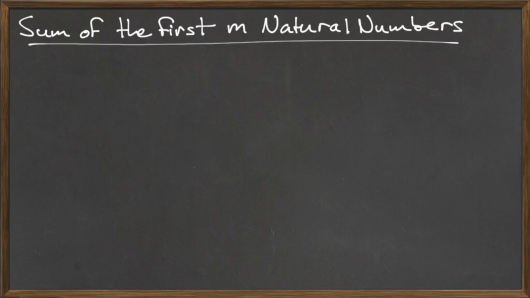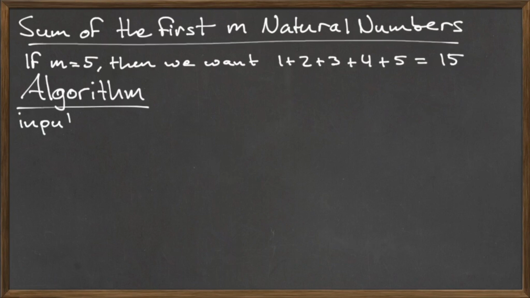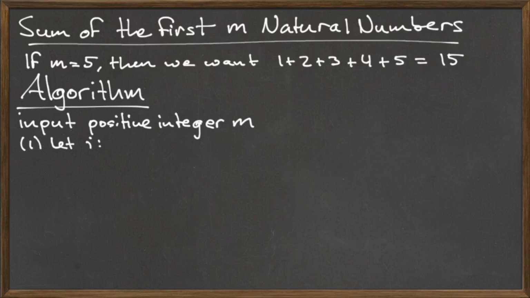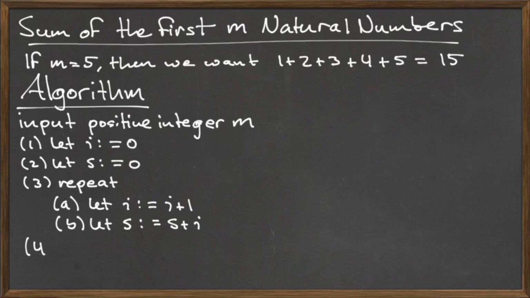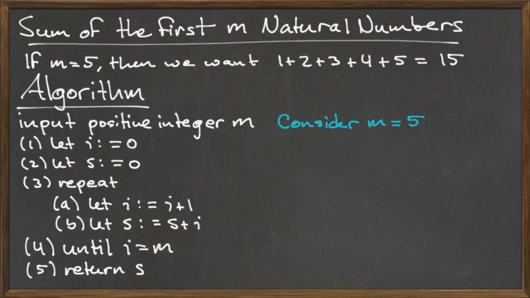Here's another example of a special algorithm using loops. This algorithm accepts as input a positive integer m, and returns the sum of the first m natural numbers. Let's run this algorithm with the input m equals 5. The first two steps of this algorithm create two new variables, I and s, and assign the value of 0 to both of these new variables.